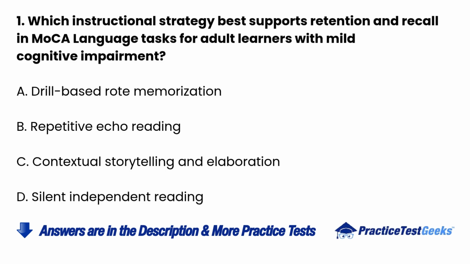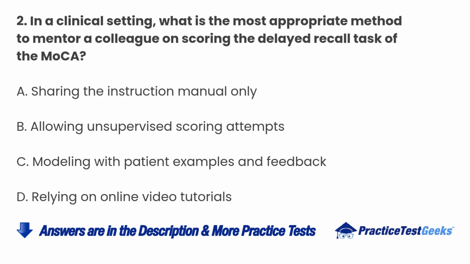1. Which instructional strategy best supports retention and recall in MoCA language tasks for adult learners with mild cognitive impairment? A. Drill-based rote memorization. B. Repetitive echo reading. C. Contextual storytelling and elaboration. D. Silent independent reading.